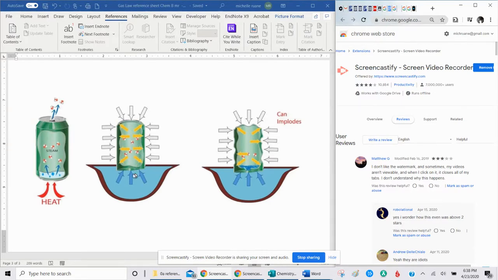When we turned it upside down in water, this was ice, it cooled these molecules, and these molecules slowed down, creating less collisions inside, which means it was less pressure. The outside pressure was now more than the inside pressure, and the can imploded or got crushed. So give that a shot at home. It's super fun.